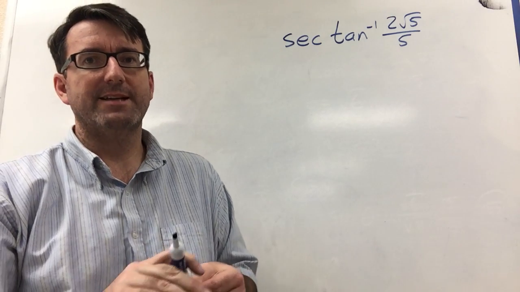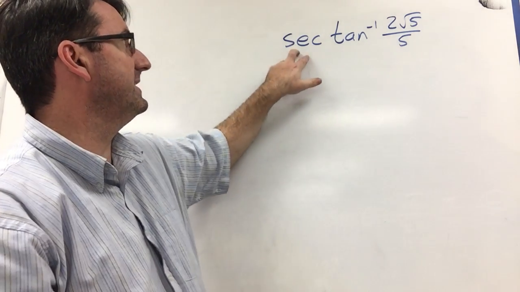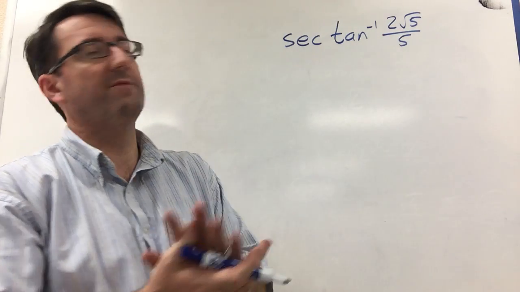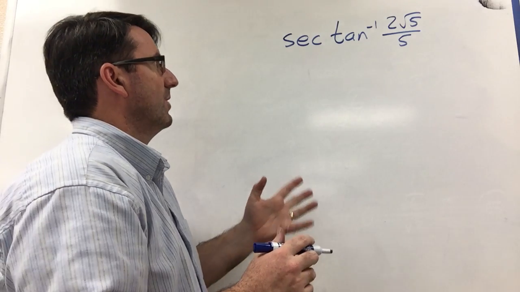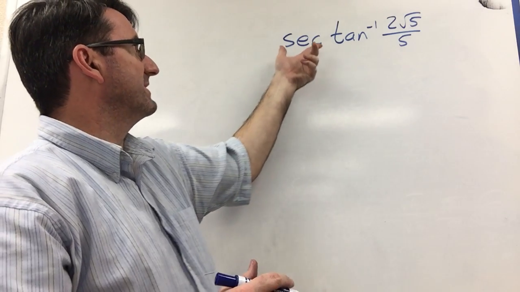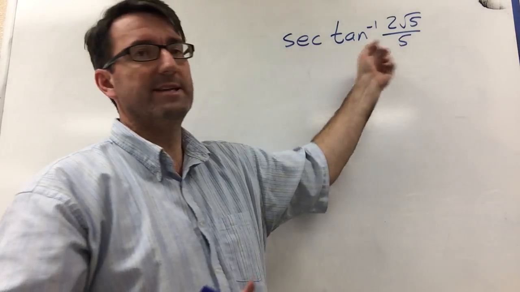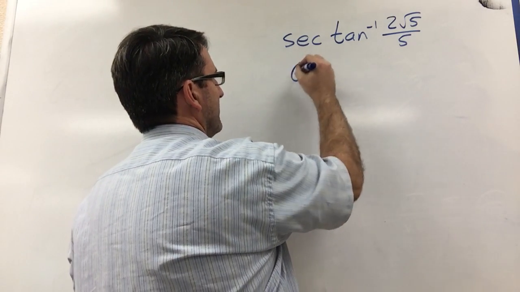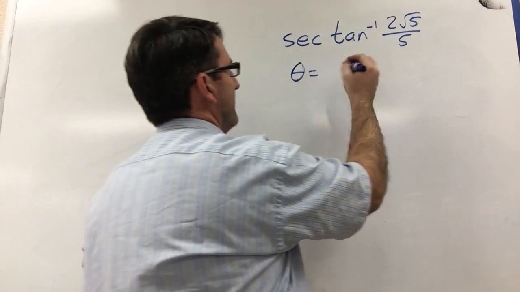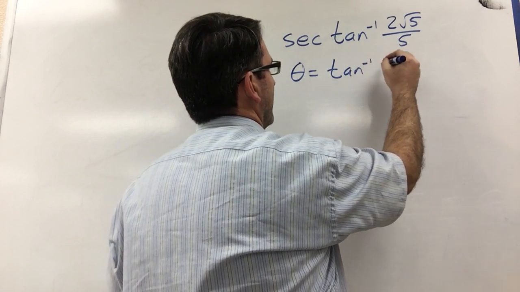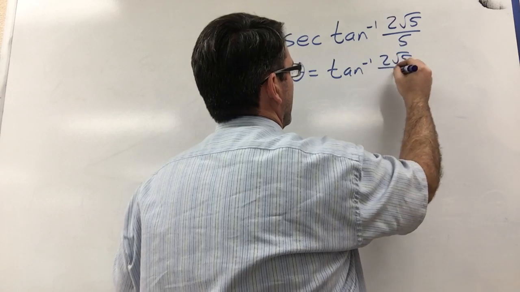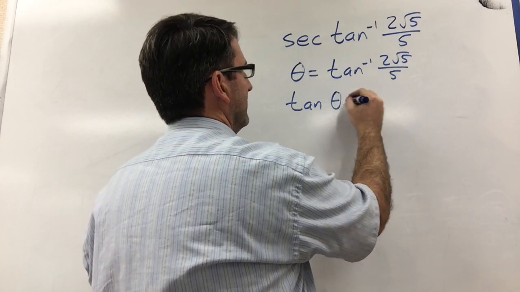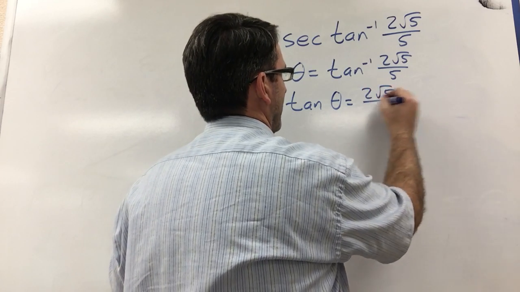All right, number 6 asks us to find the secant of the inverse tangent of 2 square root of 5 divided by 5. So what this is saying is that we want the secant of this angle that's equal to the inverse tangent of 2 square root of 5 over 5. So let's call this angle theta. So theta is equal to the inverse tangent of 2 square root of 5 divided by 5, which means that the tangent of our angle is equal to 2 square root of 5 over 5.